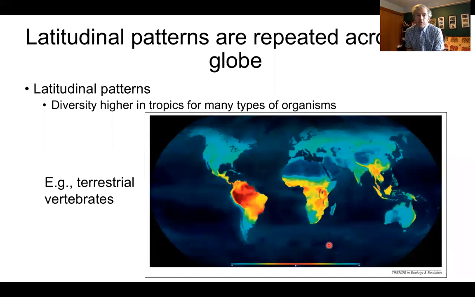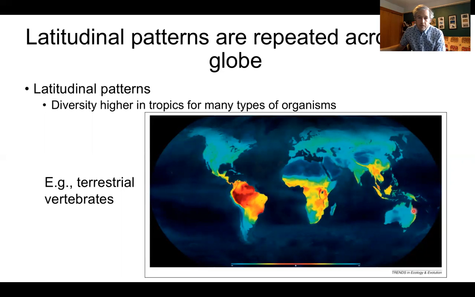It's important to remember that although we highlighted it in the Americas, these latitudinal patterns are repeated all across the globe. Diversity is higher in the tropics for many types of organisms. For example, this map is showing terrestrial mammals. Red is the highest diversity. Cold colors like blue are the lowest diversity. And we can see generally the same patterns. Here's the equator, and we see highest diversity at the equator, lower as we go towards the poles.